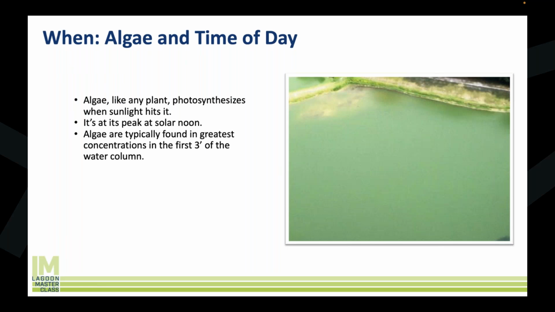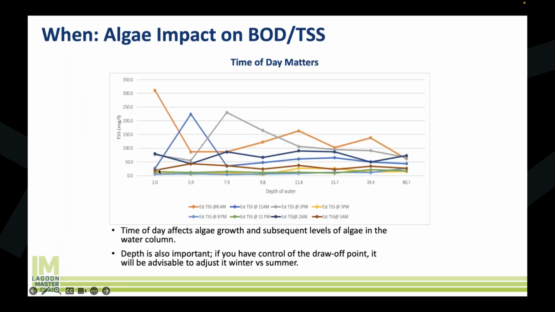So algae, like any plant or aquatic plant in this case, thrives in sunlight, and it photosynthesizes, so it's going to be at its highest at solar noon, and it's also going to live mainly in that first 2 feet of water column where the sunlight can penetrate and actually help it to photosynthesize and thrive. So what does this tell you as to when you should pull your sample? What it tells you is you shouldn't pull your sample at solar noon. This is what it tells you.